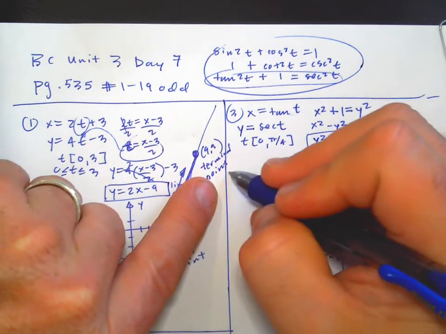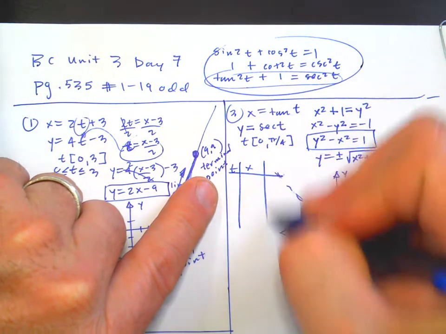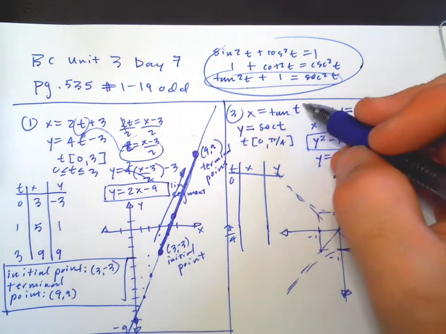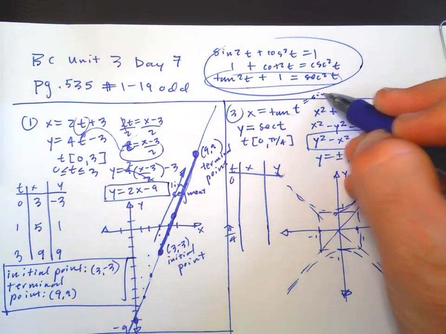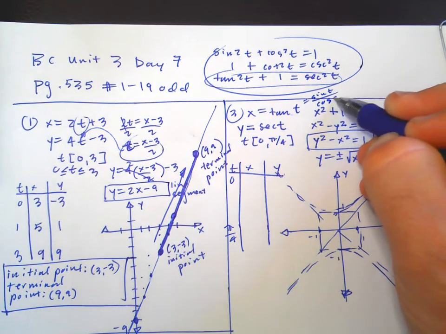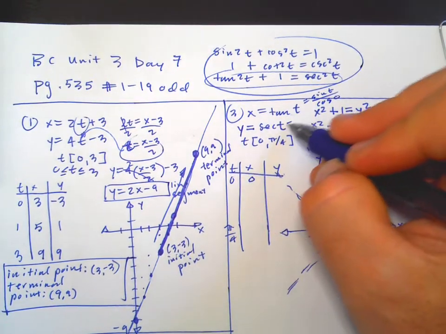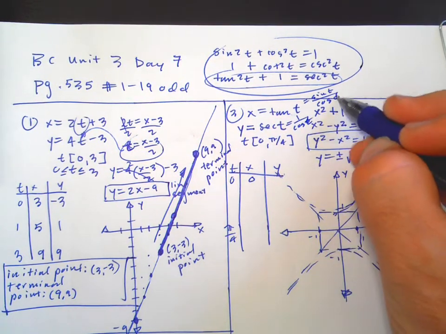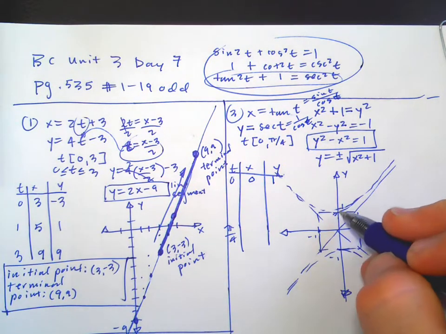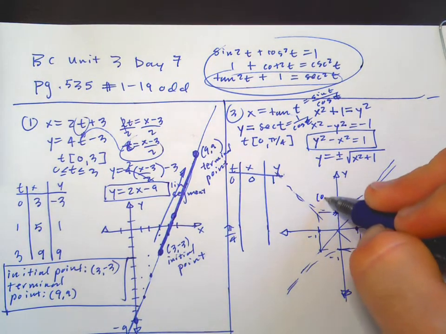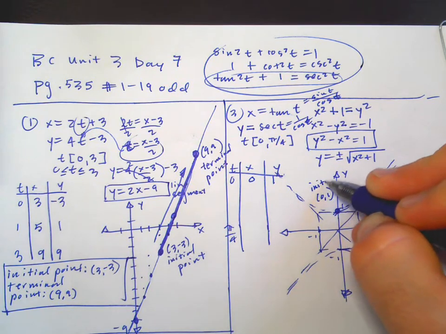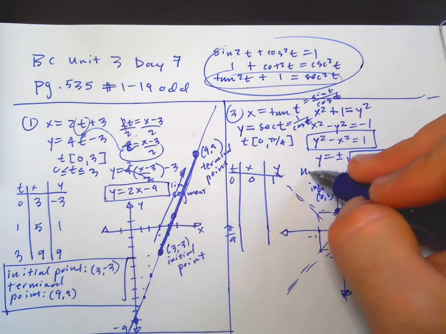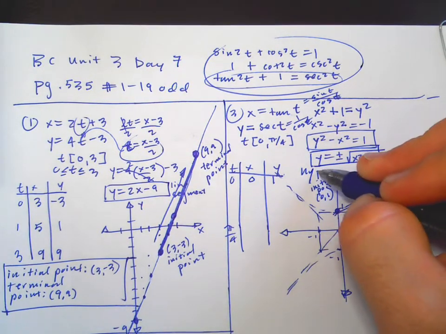Okay, we're going to make a table. We're going to go from 0 to pi over 4. So we plug 0 in here. Tangent is sine over cosine. Sine of 0 is 0, cosine of 0 is 1, so 0 over 1 is 0. Secant is going to be 1 over cosine. Cosine of 0 is 1, so that's going to be 1. So (0, 1) is the initial point. And this is a hyperbola.